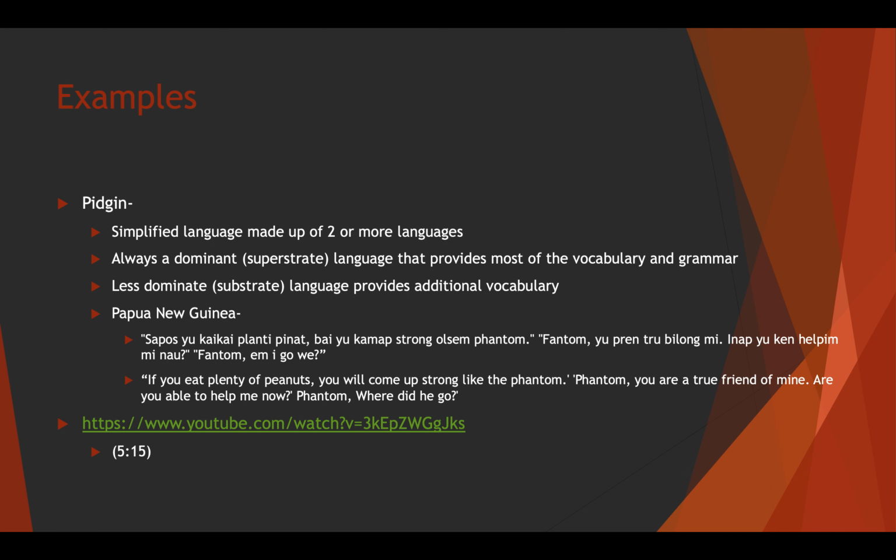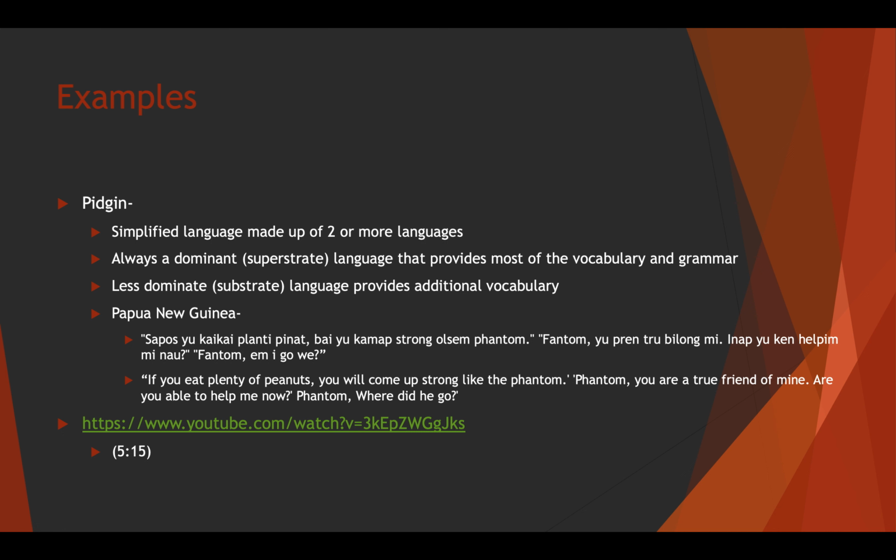So in the example I gave of a person who speaks English and very little Spanish trying to communicate with a person who speaks Spanish and very little English, for me, the English would be the dominant, the superstrate language, and then Spanish would be the less dominant or the substrate language that provides additional vocabulary. So you can imagine the English speaker using English grammar and mostly English conventions, verbs, vocabulary, and throwing in some Spanish vocabulary here and there.